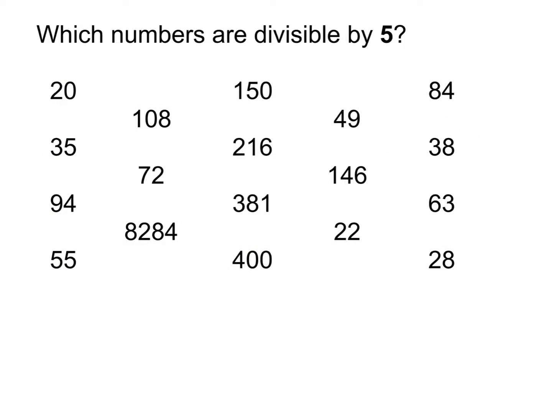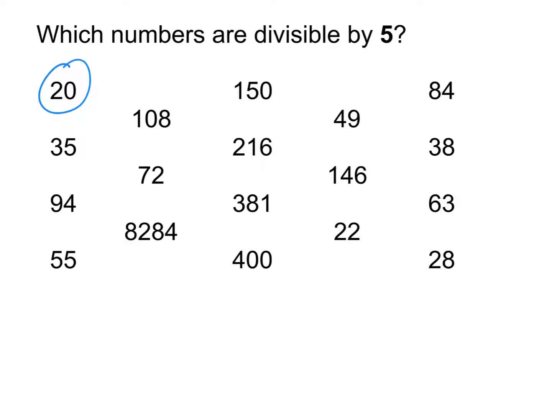5. Now this one hopefully is pretty easy. Is 20 divisible by 5? Yes, it is. What about that number told you it's divisible by 5? It ends with a 0. Any number that ends in a 0 is divisible by 5.